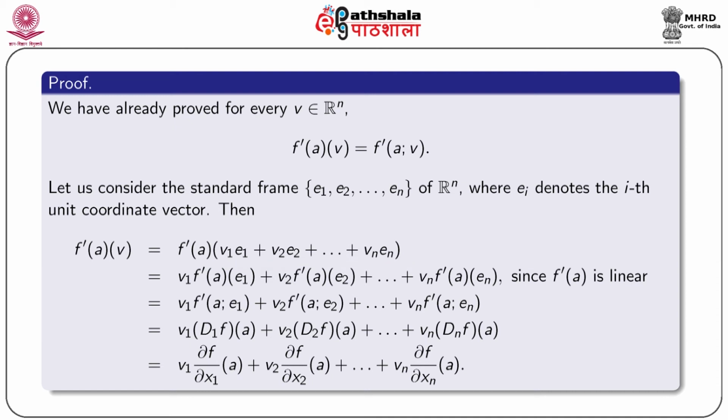Now, we know that f'(a) is linear. So this equals v1 f'(a) operated on e1 plus this continues, the last term being vn f'(a) operated on en. So this equals v1 times the vector derivative f'(a; e1) plus v2 times f'(a; e2), summing up to vn f'(a; en). So, that is v1 ∂f/∂x1 at a plus v2 ∂f/∂x2 at a up to vn ∂f/∂xn at a.